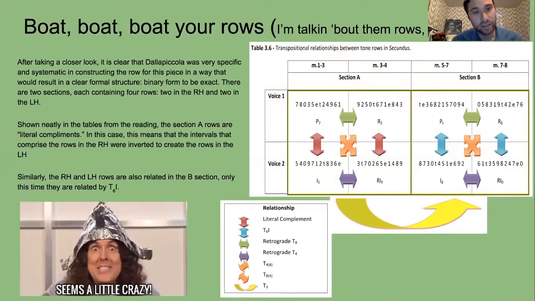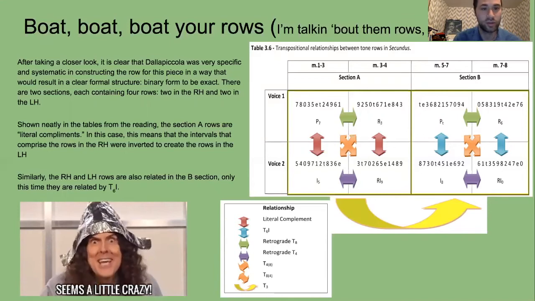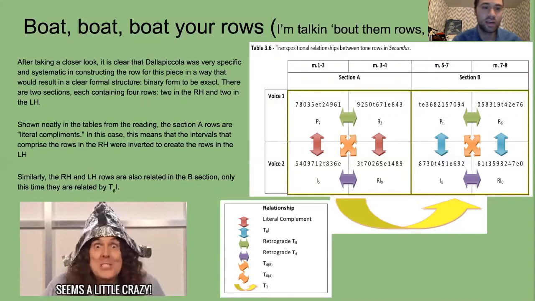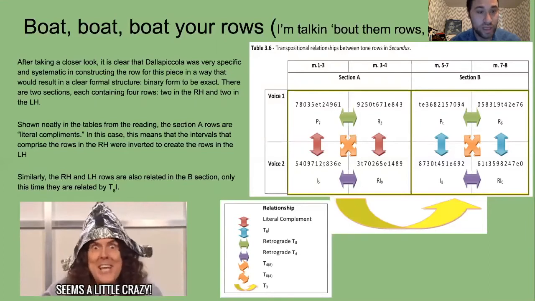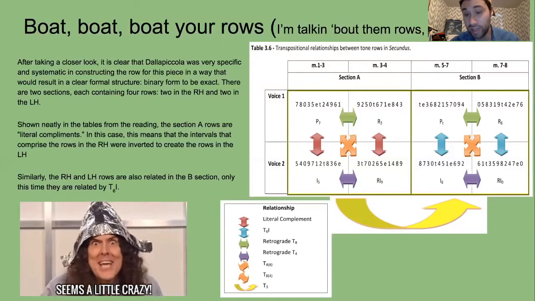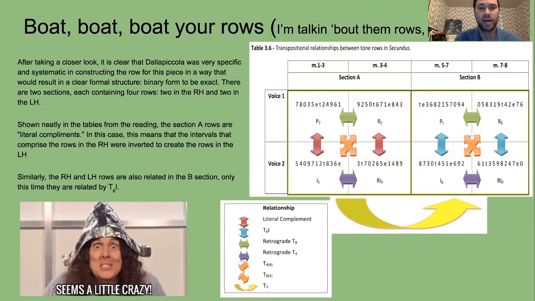So shown neatly in the table over here, the section A rows are literal complements of each other. And in this case, that means that the intervals that comprise the rows in the right hand were inverted to create the rows in the left hand. They're literal complements of each other. Similarly, in section B, the right hand and left hand rows are also related, but this time they're related by inversion and then transposition.